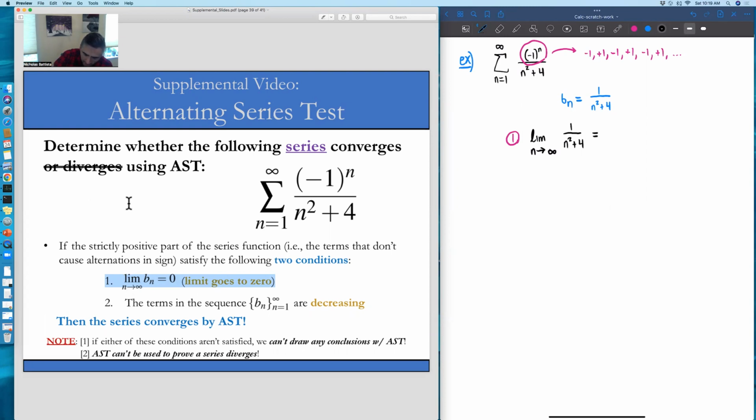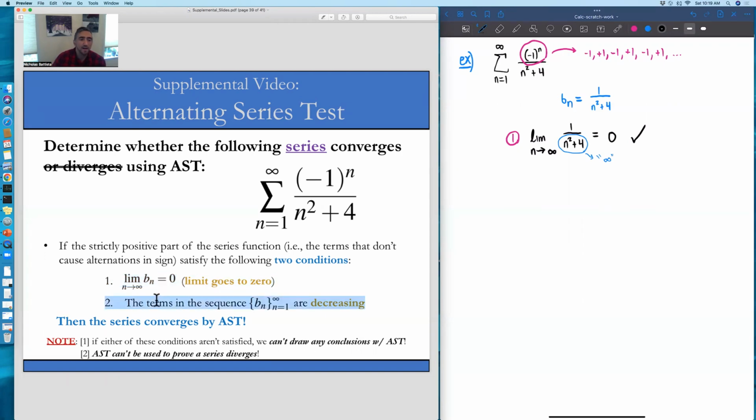When we look at this limit, in the denominator, we have an n squared. And since this limit is going towards infinity, this denominator is looking a whole lot like a super large number, or infinity itself. When we have a finite number, in this case a 1 in the numerator, divided by something that's growing and growing and growing, then this limit indeed is 0. So the first criterion for the alternating series test is satisfied.